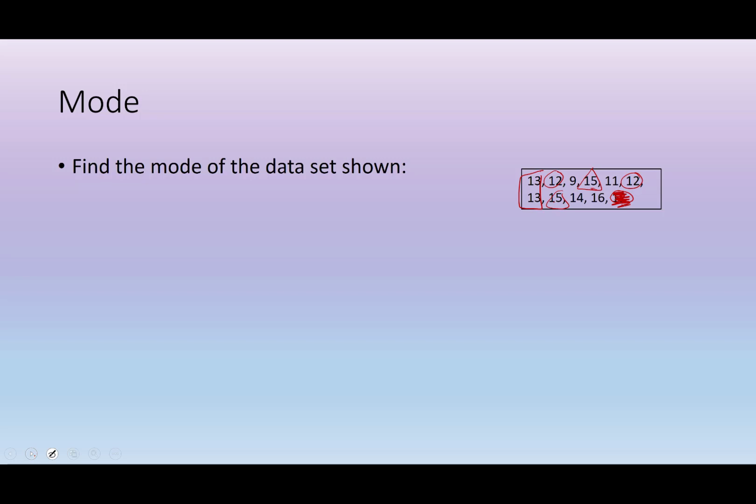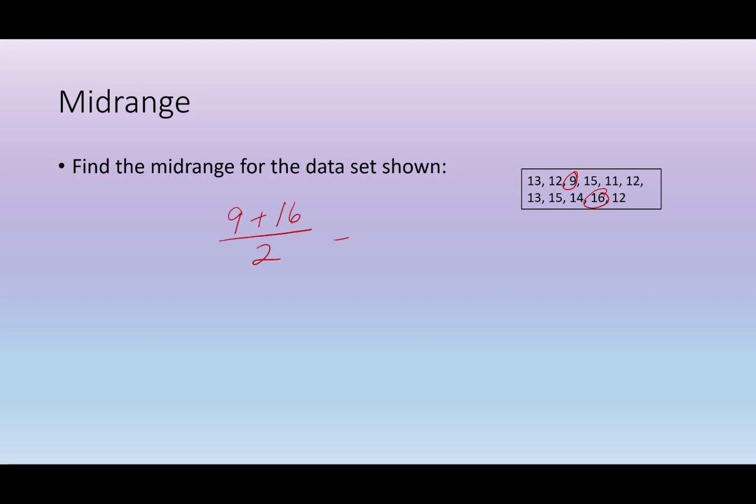Okay, and the last one that we're going to look at how to calculate is the mid-range. So the mid-range is the number that is the middle, or that is right between our highest and our lowest value. So in this case, our lowest value is 9 and our highest value is 16. So essentially what we're going to do is we have to find the mean of those 2 numbers. We have to find the middle of those. So if I do 9 plus 16 and divide that by 2, I end up getting 12.5. So my mid-range would be 12.5 in this particular situation.